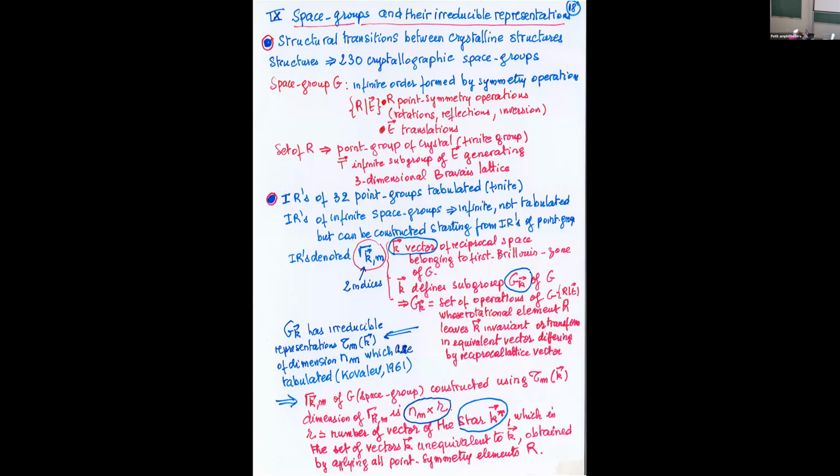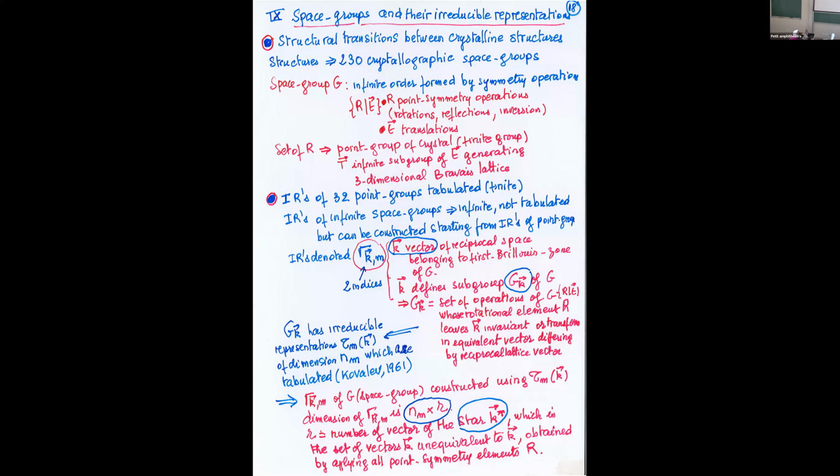the method. So let me remind you that structural transitions between crystalline structures correspond to transitions between the 230 crystallographic space groups. A space group is a group of infinite order, which contains symmetry operations of the type RT, where R is the point symmetry operation, rotation, reflection, inversion, and T is translation.